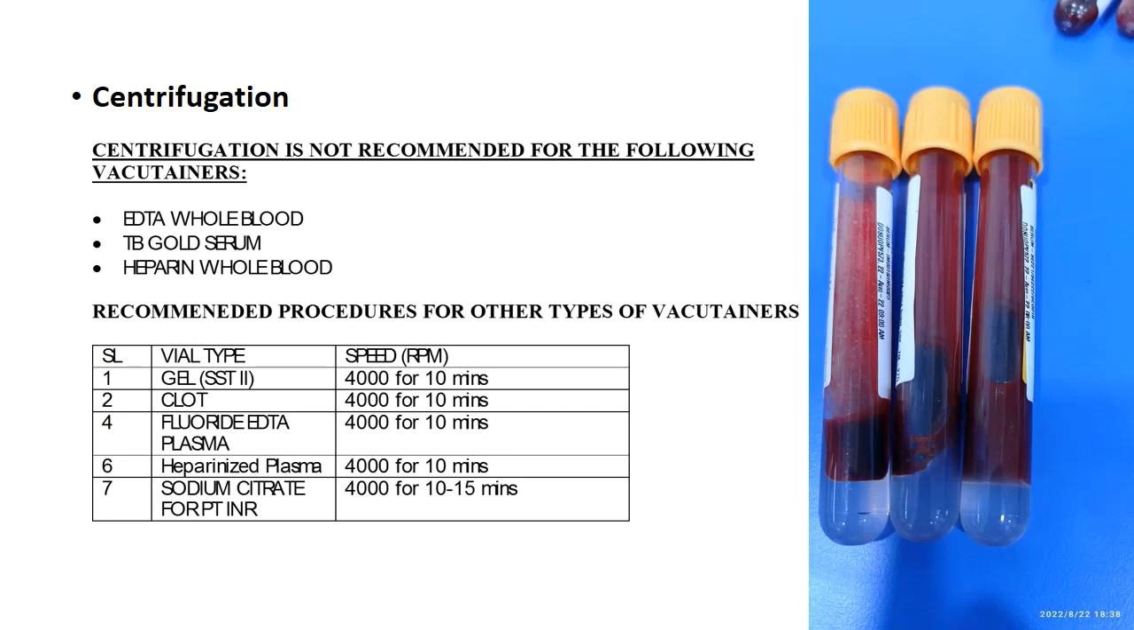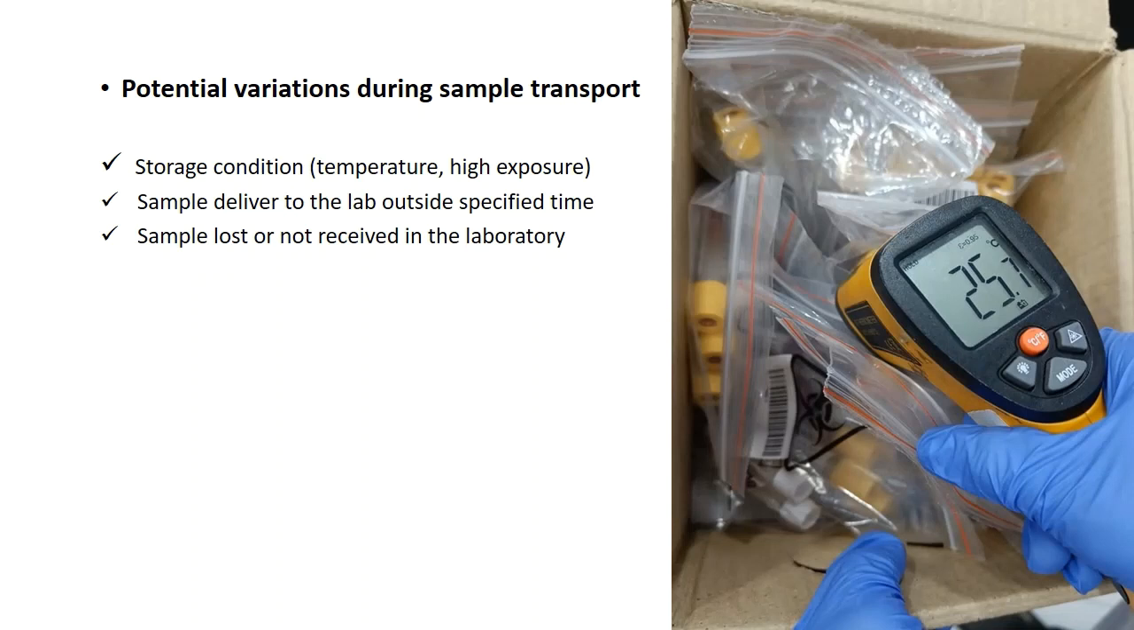Your centrifuge machine should also be properly calibrated, so that speed, time, etc. are duly calibrated. There is no error in the centrifuge. If that is erroneous, then even if you fix the speed at 4000 or 3500 and fix your timing for 10 minutes, you are never sure whether adequate centrifugation is happening or not, because your centrifuge is not calibrated. Inadequate centrifugation may lead to erroneous results, such as false elevation of potassium, phosphorus, etc.